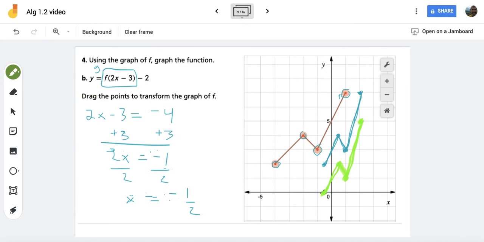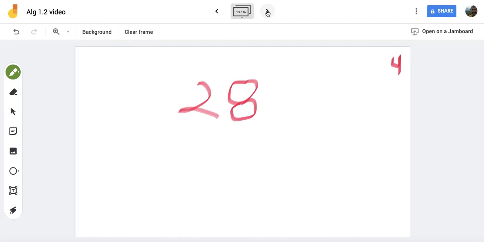And that's how you do those kind of problems. Let's see what you have for an assignment. There's only one problem in the book to do for this, number 28.